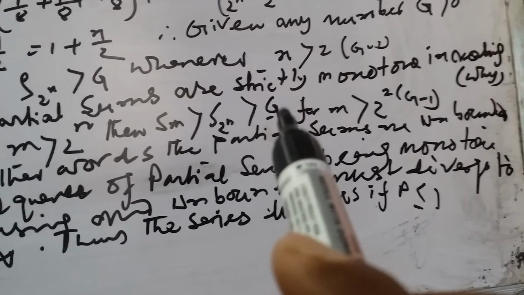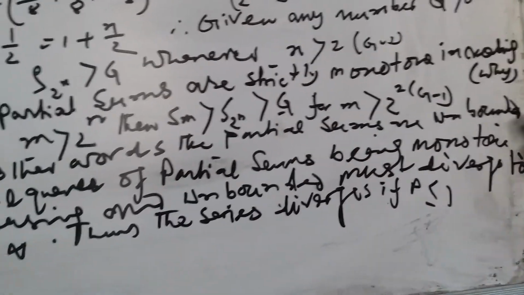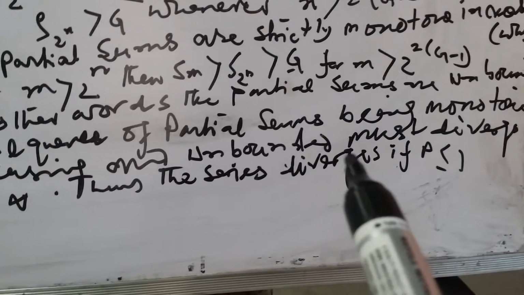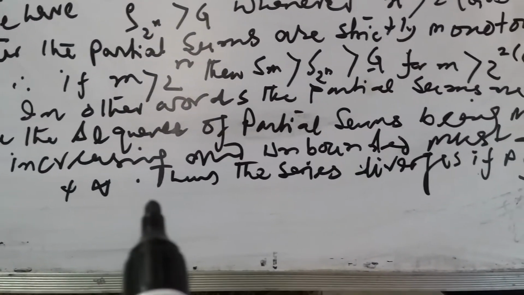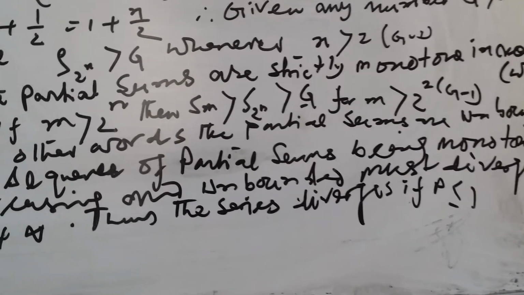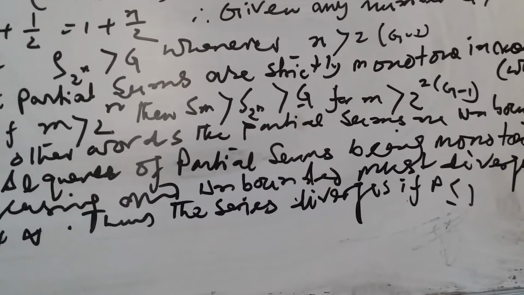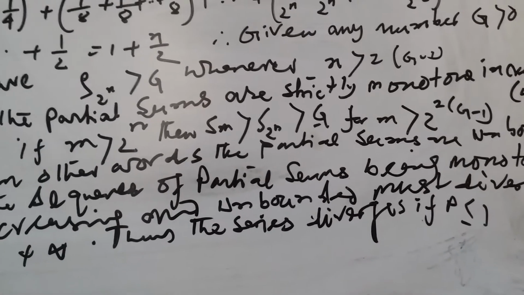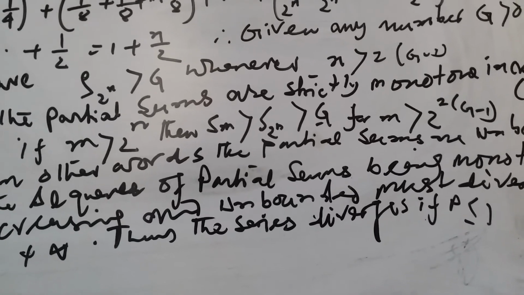Whatever value of g you put, this is greater. So unbounded, hence the sequence of partial sums, being monotone increasing and unbounded, must diverge to infinity. Thus the series diverges if p is less than or equal to 1, and converges if p is greater than 1. That is my complete proof. Thank you.